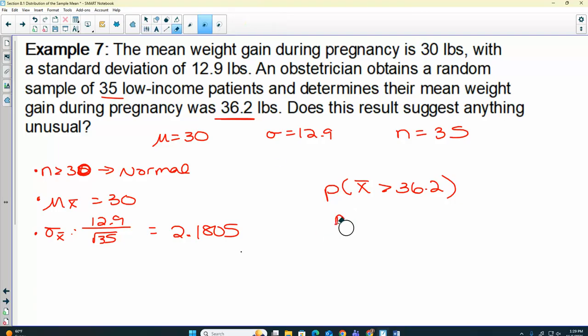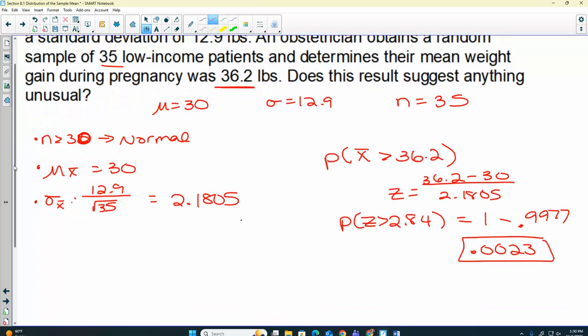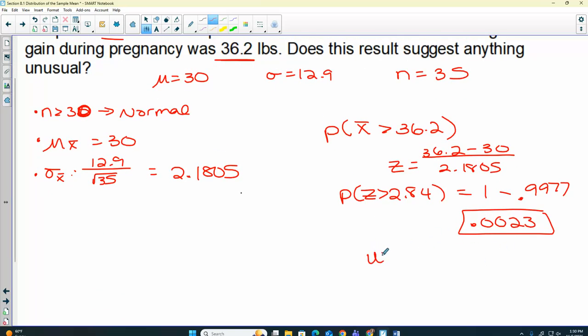So we need to get our Z. Z is our value minus the mean divided by standard deviation. So I get a Z of 2.84. So find the probability Z is greater than 2.84. So greater than is 1 minus. Then you go to your normal table. And if we look up 2.84, we get 0.0023. So there's only a 0.2% chance that somebody is greater than this. So would this be unusual? Yes. So that would either mean we had a bad sample or that low-income group was different from the population in some way.